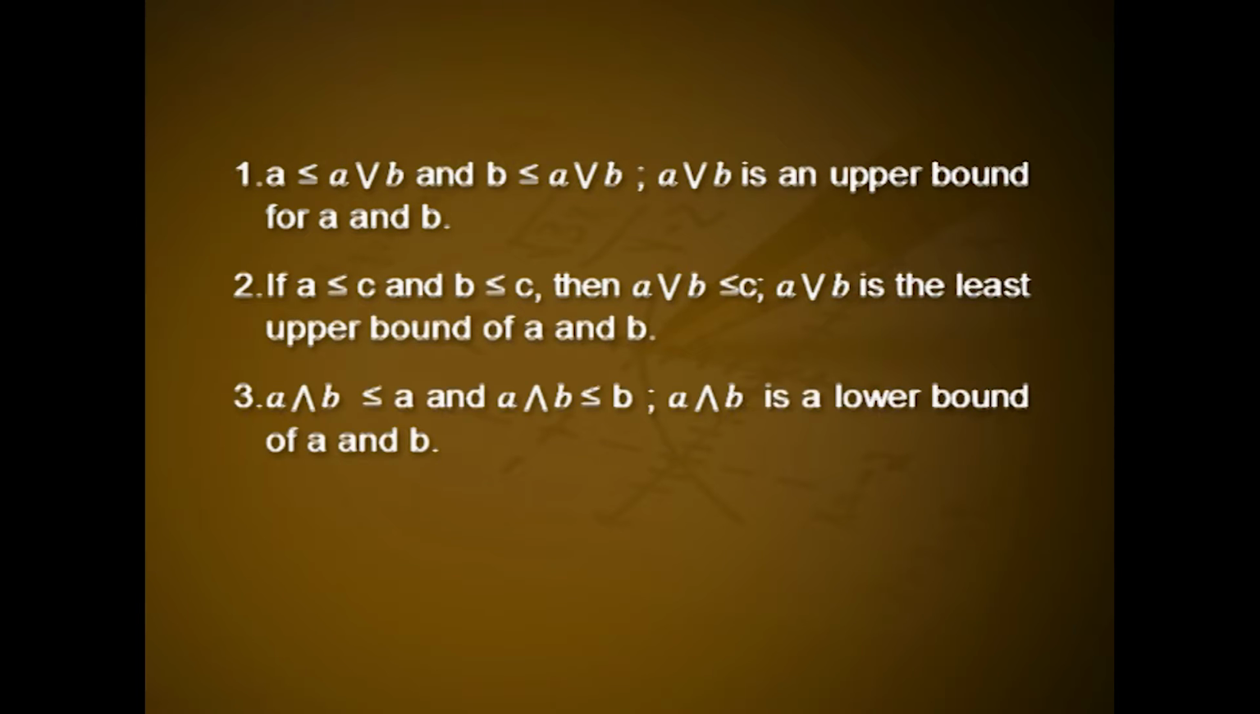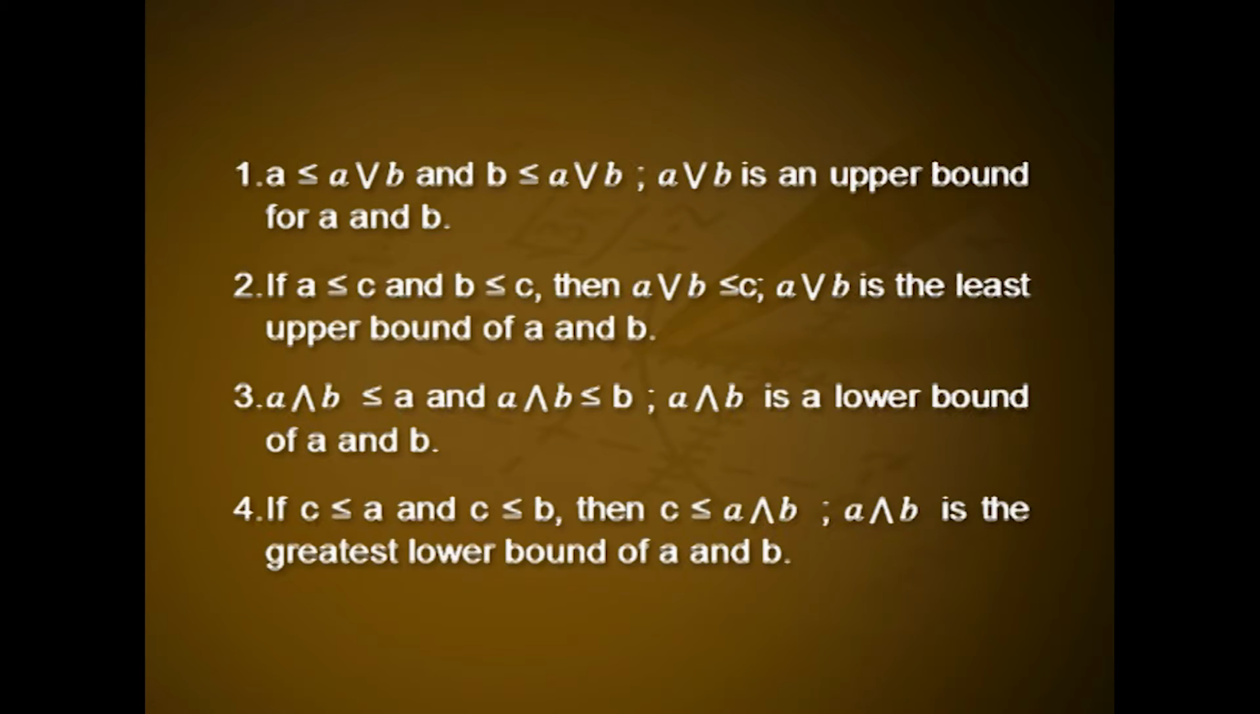Third one, a meet b is less than or equal to a and a meet b is less than or equal to b, where a meet b is a lower bound of a and b. If c is less than or equal to a and c is less than or equal to b, then c is less than or equal to a meet b, where a meet b is the greatest lower bound of a and b.